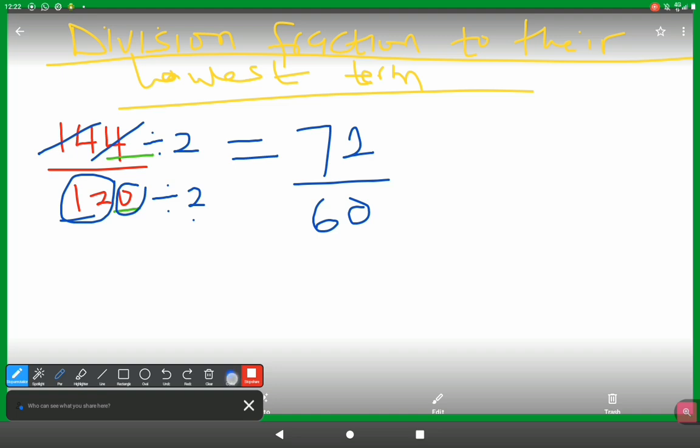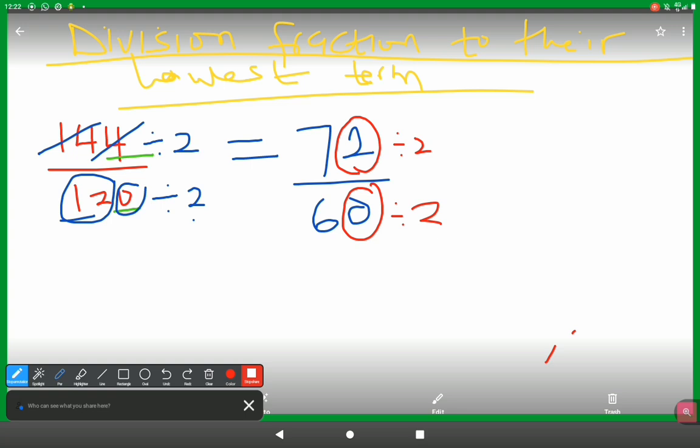Alright? Then I need to divide again. Check the number. This is 72. The last digit is an even number. Do not forget. Let's check the denominator. Is the last digit at the denominator side an even number? Okay. 0 is the last digit here. Then 0 is an even number. So therefore, I can use 2 to divide both the numerator and the denominator. Remember, you must divide them by the same factor.